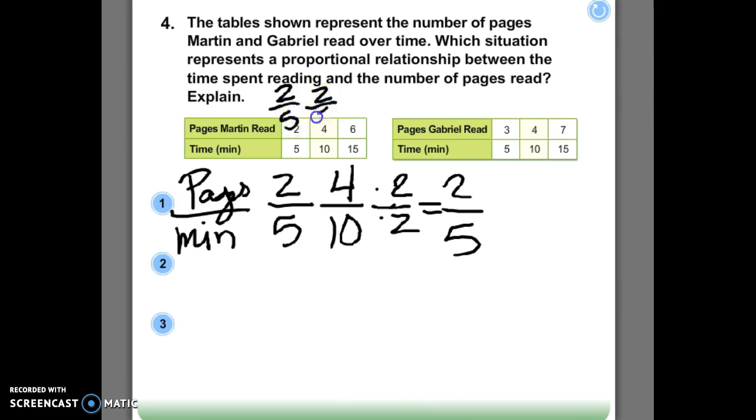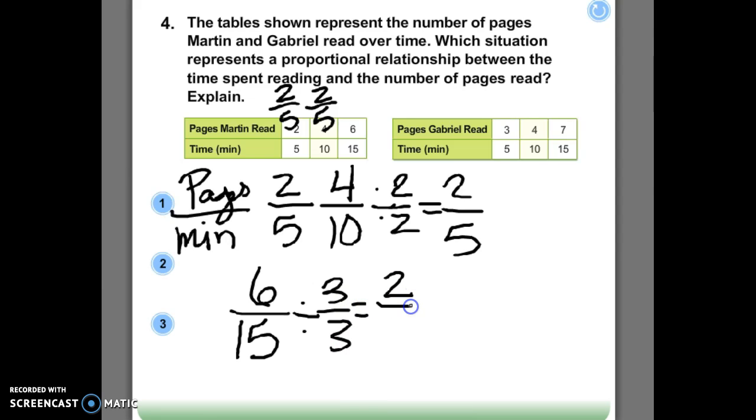I got 2/5 here. And now if I take the fraction 6 over 15, is there something that can both go into 6 and 15? The answer is yes. I could divide both the bottom and top by 3. 6 divided by 3 is 2. 15 divided by 3 is 5. So again, I got 2/5. So we can already say that Martin has a proportional relationship because he reads 2 pages per 5 minutes.